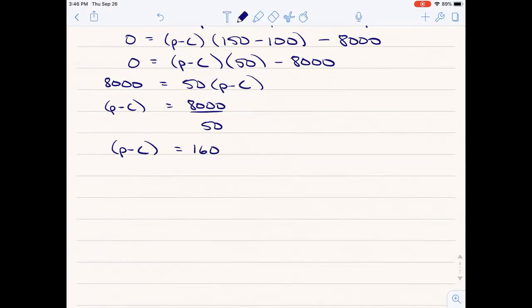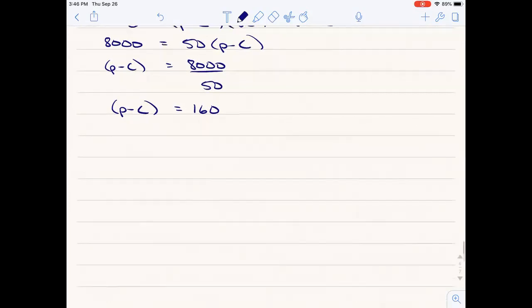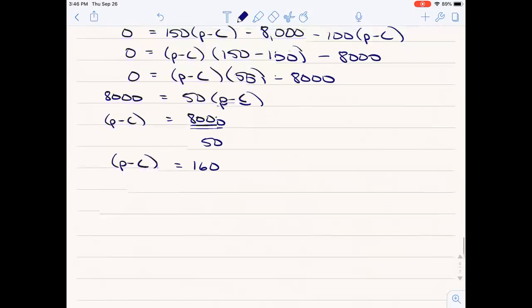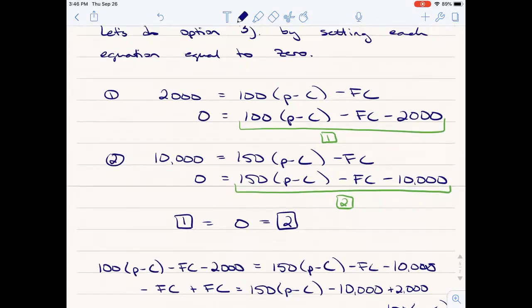Okay. Nice. Okay. So that means that what we're selling them at, so what we're selling each unit at minus the cost to produce each unit is $160, right? So on each unit, we're making $160. Not accounting for the fixed costs, which are coming up here. And so we know P minus C is 160, and we've got some options.